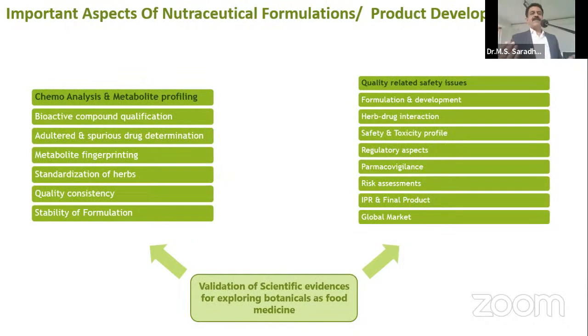So the previous slide was about what the ingredients are. Once you make the ingredient, it gets into formulation to make a capsule. When you make a capsule, what are the things to be monitored and developed? Keep things in mind to control and make a good product. Quality and safety issues of the ingredient, and then formulation and development.